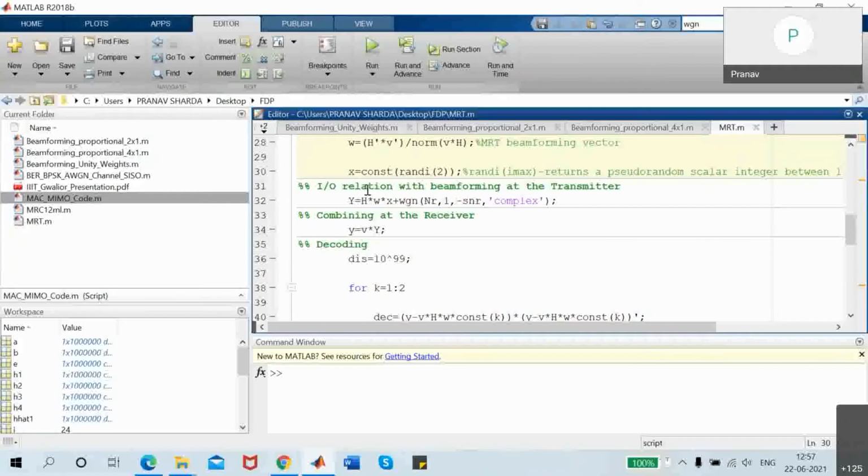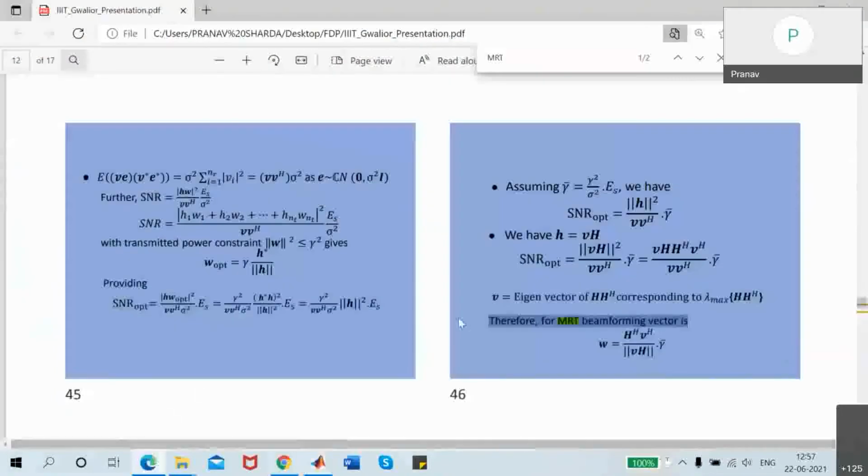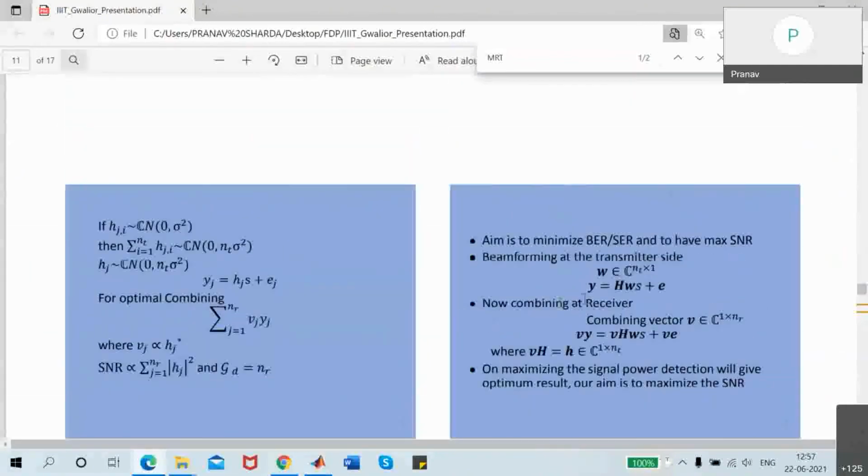And then, following the same approach, we need to write the input-output relation with beamforming at the transmitter, right? So you can see that input-output relation, it is here. It equals Y = HWs. Earlier, when I started with the SISO system, there was no incorporation of the transmit weights. Now we are taking beamforming into account. So the beamforming weight vector comes into the picture in the IO relation.